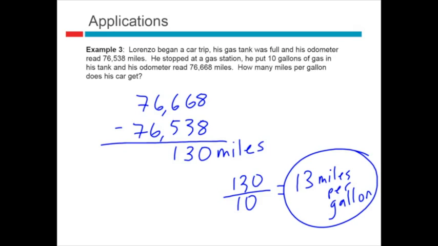Awesome. Does that seem reasonable? Well, he drove 130 miles, and if he gets 13 miles per gallon, 13 miles for each gallon, and he used 10 gallons, then you would multiply 13 times 10, and that would give you 130, which is the number of miles he drove. So to me, that seems like a very reasonable answer that I'm happy with.